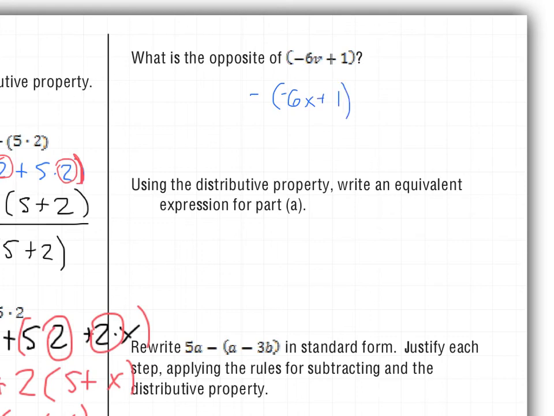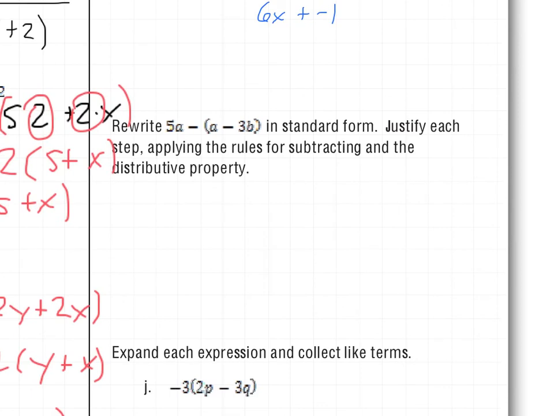It says to use the distributive property to write an equivalent statement to part A. So we're looking for the equivalent statement here. We've talked about this as a distribution of negative 1. But we've also talked about just knowing that the opposite of a group is the opposite of every piece of the group. So either way we look at this, we're going to get a positive 6v plus a negative 1.